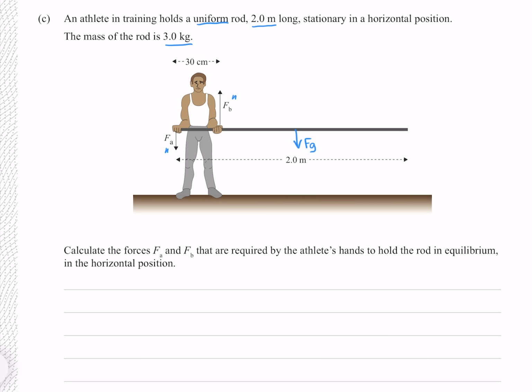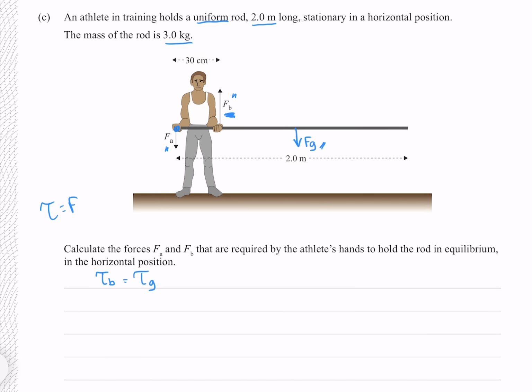Knowing that the rod is in equilibrium, we know that the torques must be balanced. So if we choose our Fa as our pivot, we know that the torque produced by Fb must be equal to the torque produced by Fg. Because torque is just force times distance, and the distance for our Fb from our pivot of Fa is 0.3 meters, and for Fg it is just 1 meter, half the length of the rod. So we can replace our torque of B with 0.3 Fb, and our torque from our gravitational force as just 1 times Fg, or just Fg.